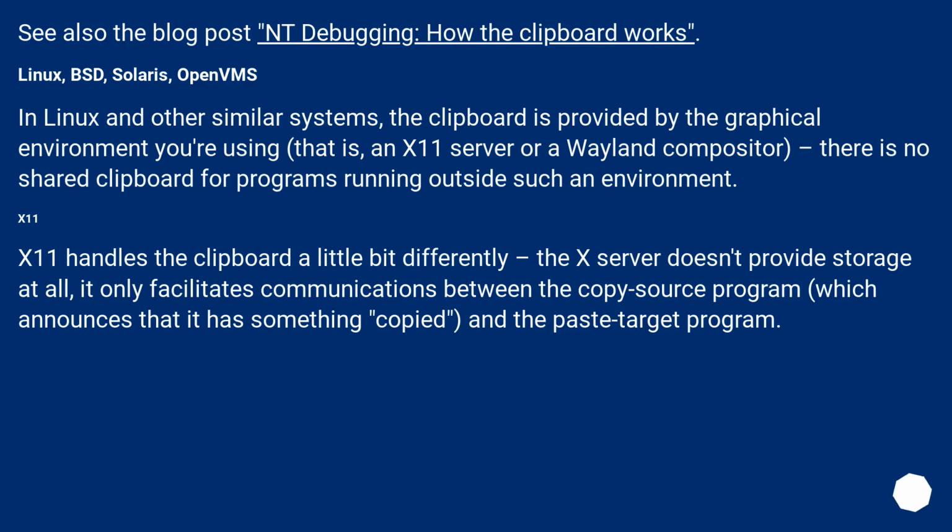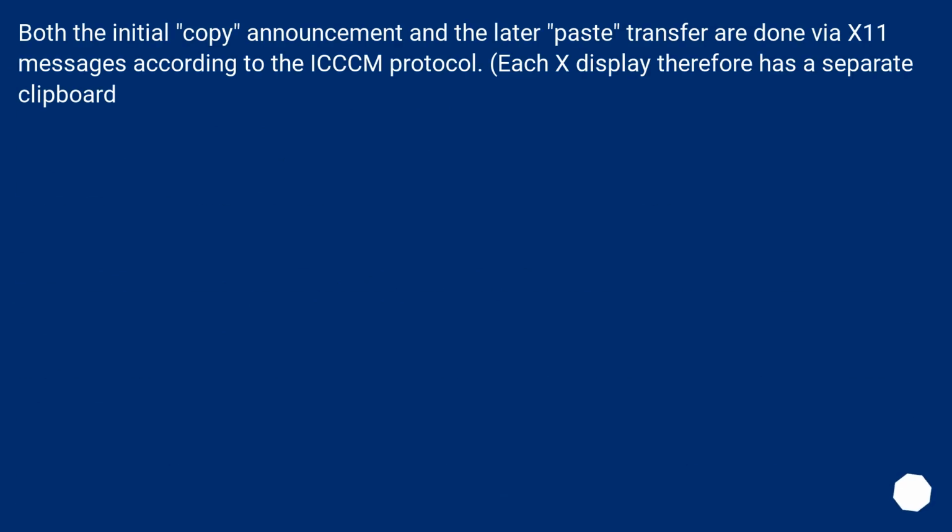The X server doesn't provide storage at all, it only facilitates communications between the copy source program, which announces that it has something copied, and the paste target program. Both the initial copy announcement and the later paste transfer are done via X11 messages according to the ICCCM protocol. Each X display therefore has a separate clipboard.